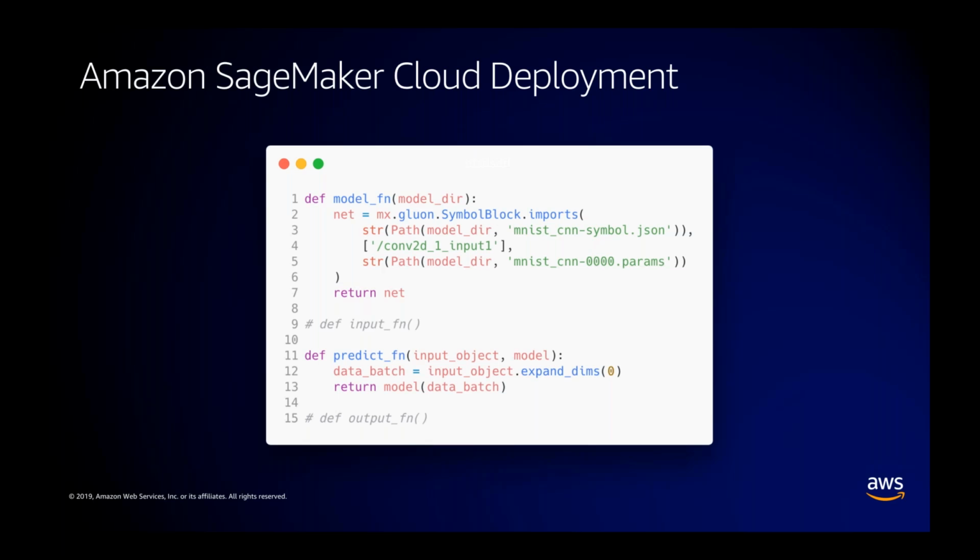And then the output function will be called at the end, but again, if you don't specify this, a default will be used. This just serializes the output prediction, and it means we can pass it through the endpoint and get our prediction.